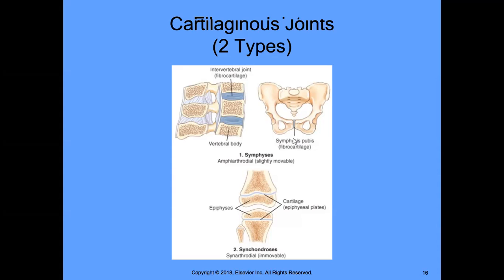And we do have slightly movable, which is considered amphiarthrodia, right? The function would be amphiarthrodia because there is some slight movement here in the pelvis area. This is what moves when we walk, when we run. This slight movement helps us to be able to do that. Now, we don't want full movement, right? Because then we wouldn't be able to hold our balance and so forth.